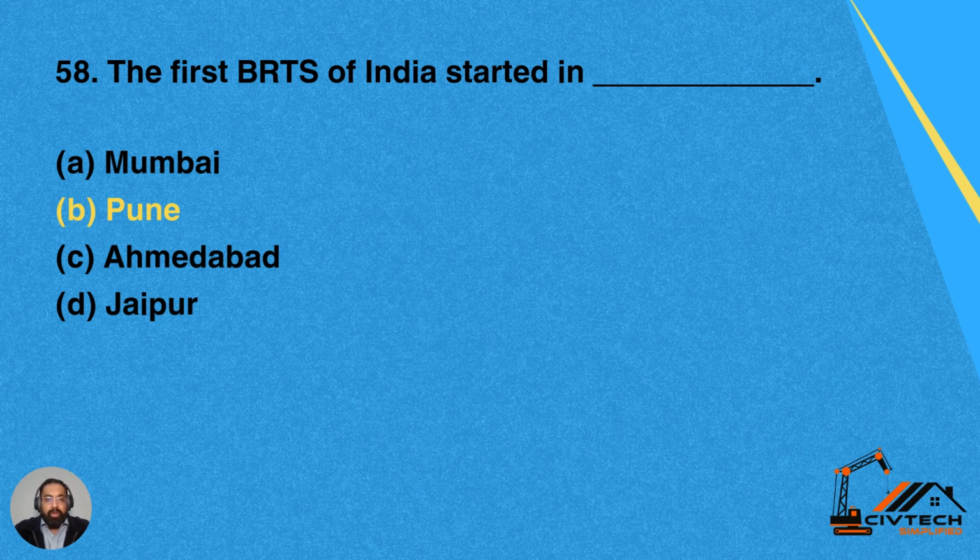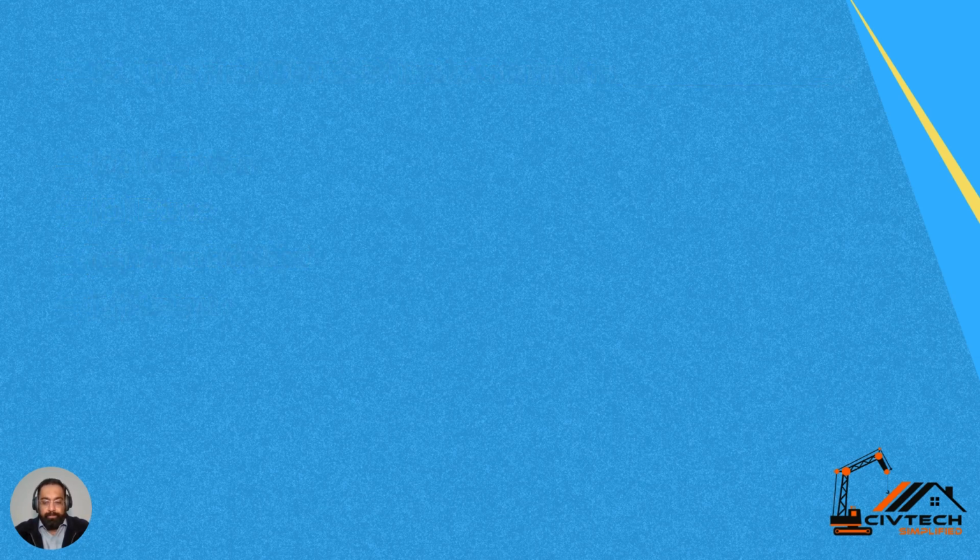Question 58. The first BRT of India started in option A, Mumbai, option B, Pune, option C, Ahmedabad, and option D, Jaipur. The first BRT of India was started in Pune. And the first BRT for Pakistan, I think it was started in Lahore. Initially, the first BRT was started in Lahore, and later the second was started in Islamabad.